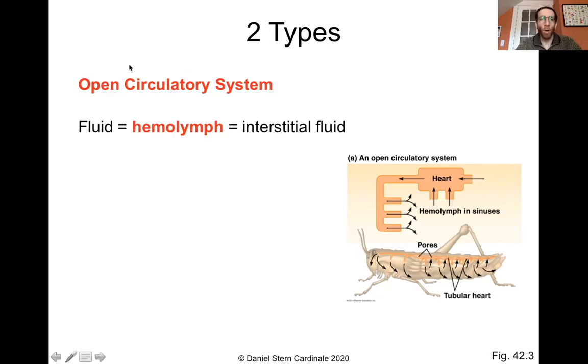The first is an open circulatory system. An open circulatory system just means that the fluid is not confined to vessels through its entire circuit through the body. In this case, we call the fluid hemolymph, and the circulatory fluid is the same fluid as the interstitial fluid, which is a word you've heard me use before. This is just the fluid that surrounds all the cells, tissues, and organs in the body. In an open circulatory system, that's the circulatory fluid. You have a heart and vessels that are moving that fluid around the body, but the fluid is not confined to the vessels for its entire circuit.